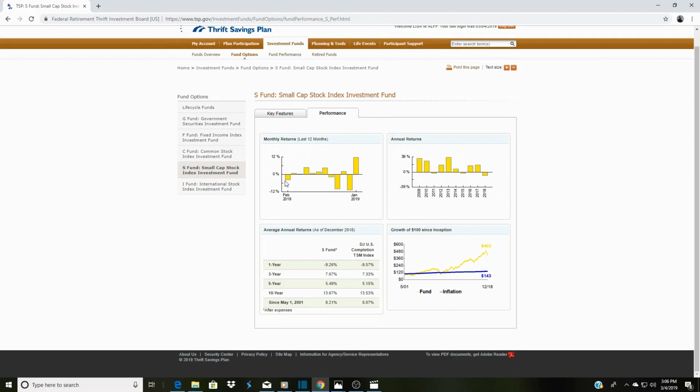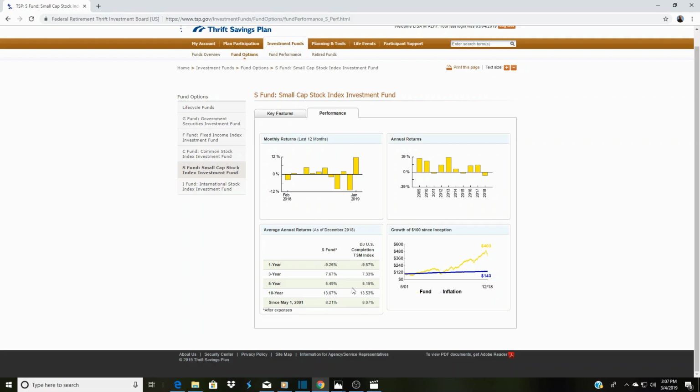So the small cap stocks tend to be much more volatile than the large caps. So they've been pretty flat to down 10 to 12%, up 10 to 12%. As you can see on this chart, we've had returns up to 39%. And then we've had years where we didn't have much return, and then we had negative returns. So on the 1 year, it's minus 9.26. 3 years, 7.67, 5 year, 5.49, 10 years, 13.67. So that is pretty similar to the C fund.